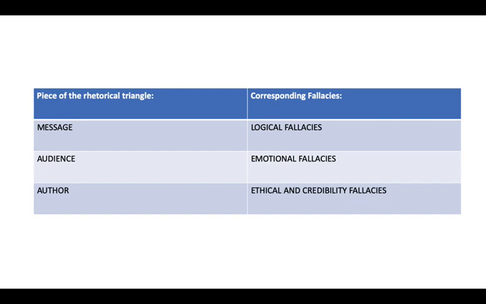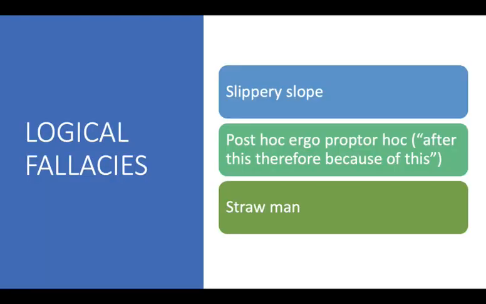I want to briefly walk you through the three classes of fallacies we will be thinking about in this class. Logical fallacies describe fallacies that use poor or unfair logic to argue their message. Emotional fallacies are fallacies that unfairly manipulate the feelings of the audience or use feelings to forego logic. Ethical and credibility fallacies are fallacies that maybe misrepresent or misuse the credibility of the author. I've chosen three specific fallacies to focus on in each of the three categories.